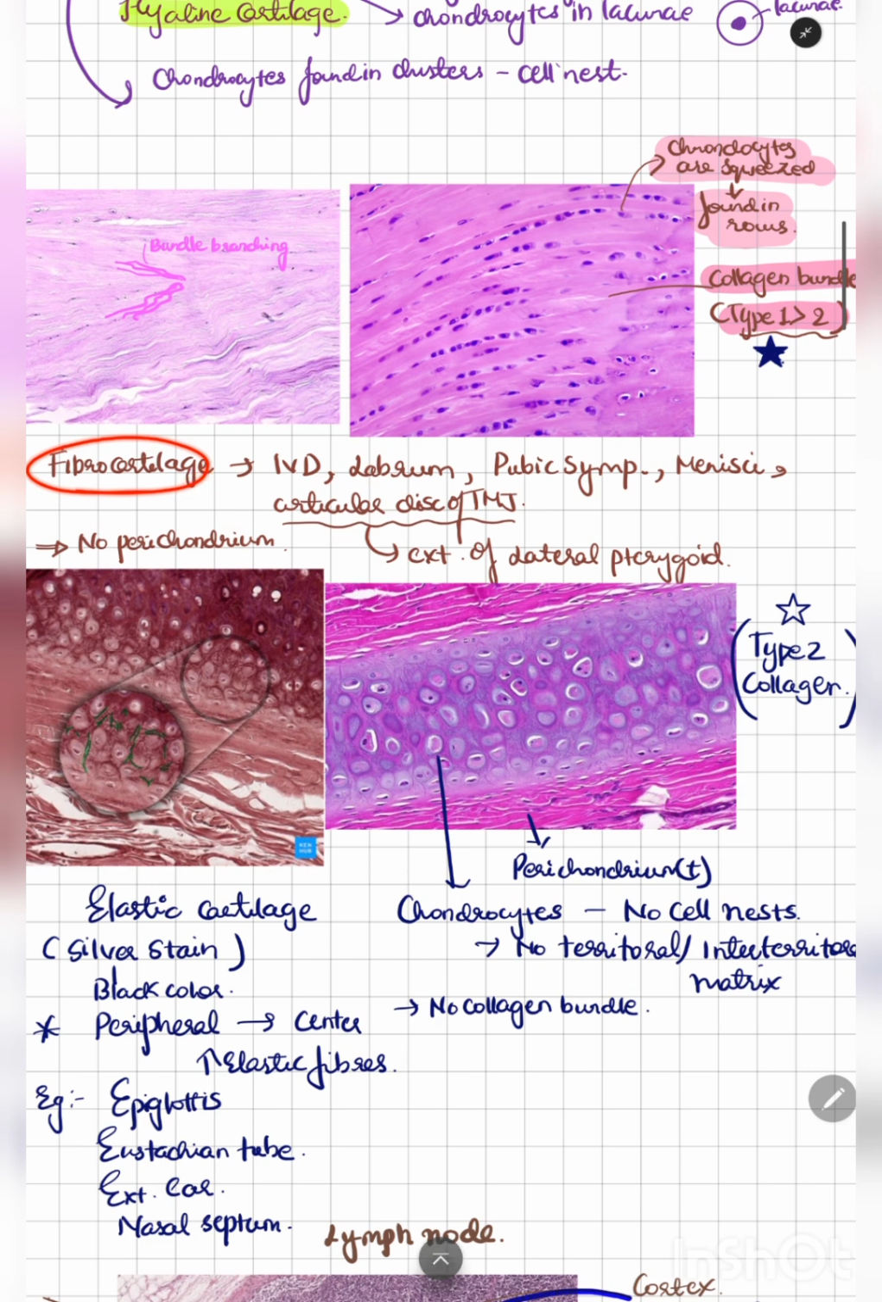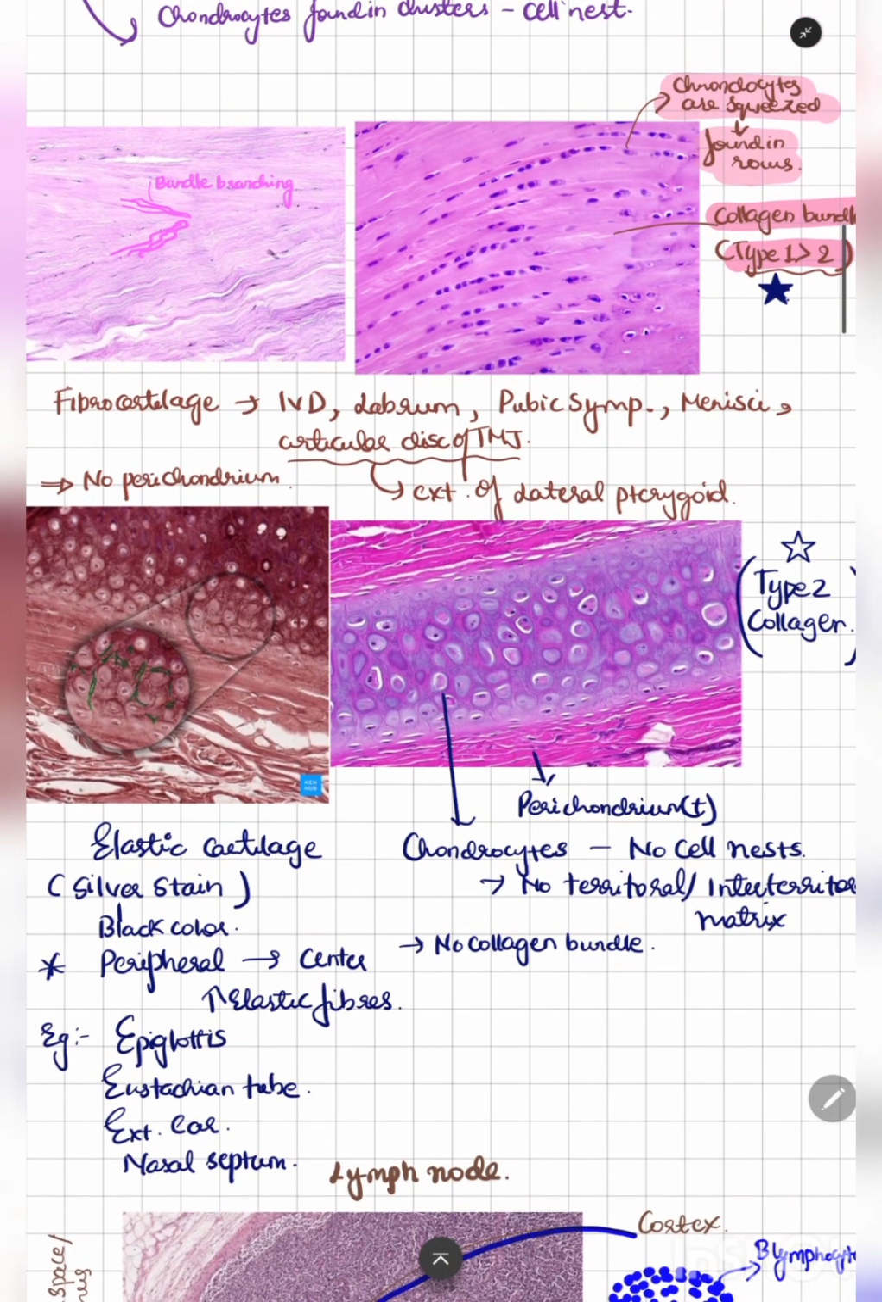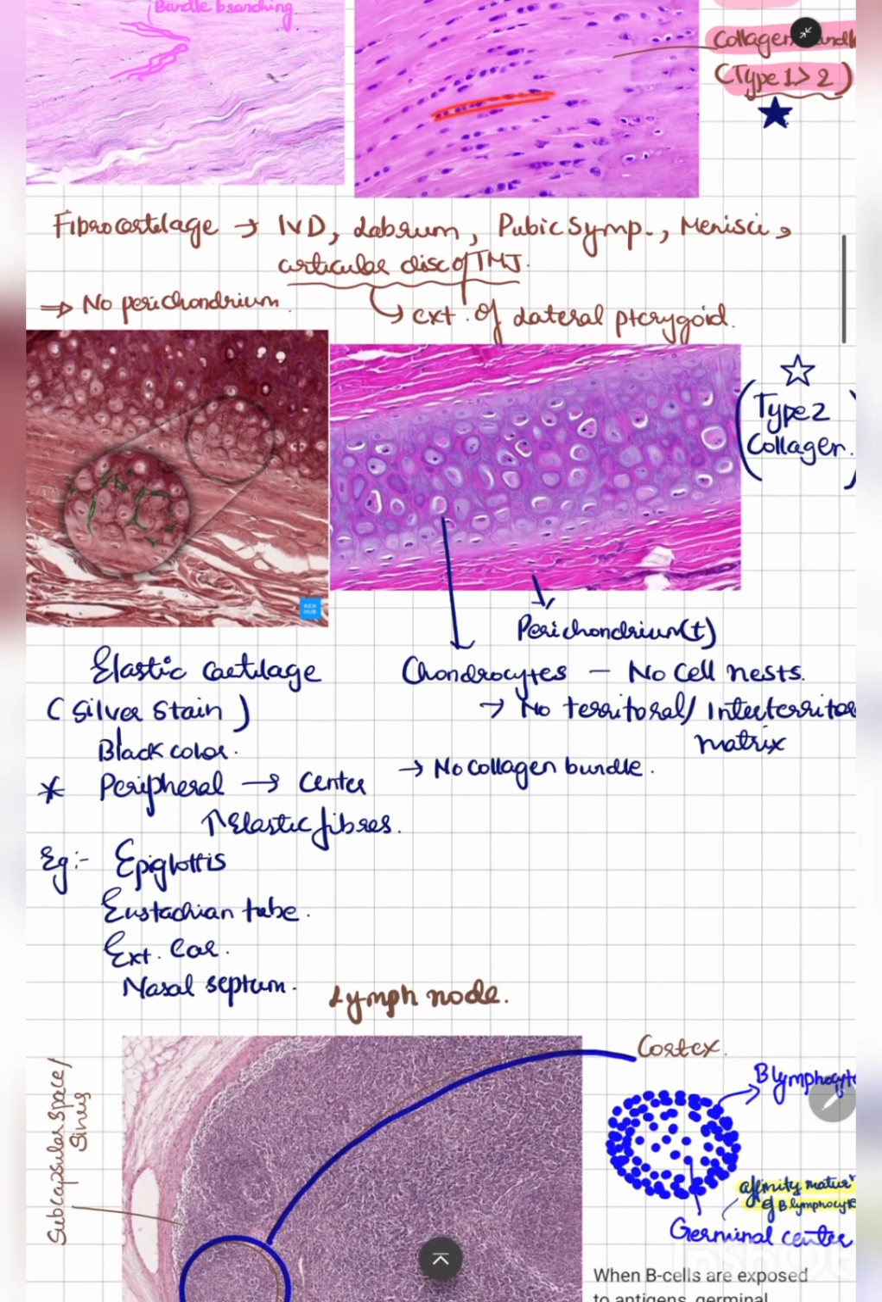Examples of fibrocartilage are mostly in the central part of the body, like the intervertebral disc and the pubic symphysis. Menisci, it is an important question. Menisci do contain fibrocartilage, and so does the articular disc of the TMJ joint. This is also a question: the articular disc of the TMJ joint is an extension of the lateral pterygoid. You should remember it. Another distinct feature of fibrocartilage is that it doesn't have any perichondrium. Okay, so important features of fibrocartilage: type 1 collagen, no perichondrium, examples mostly in the central part of the body, and the chondrocytes are found in rows.